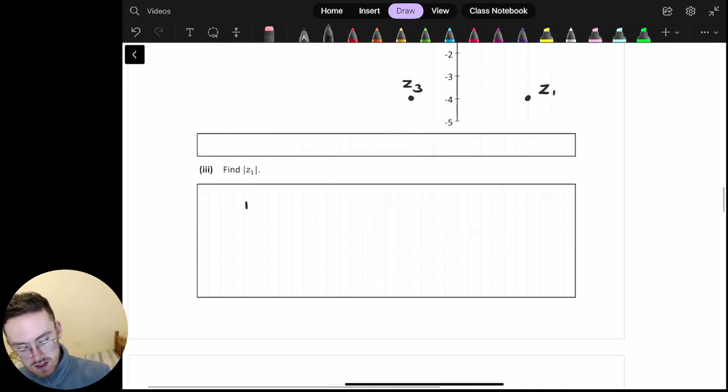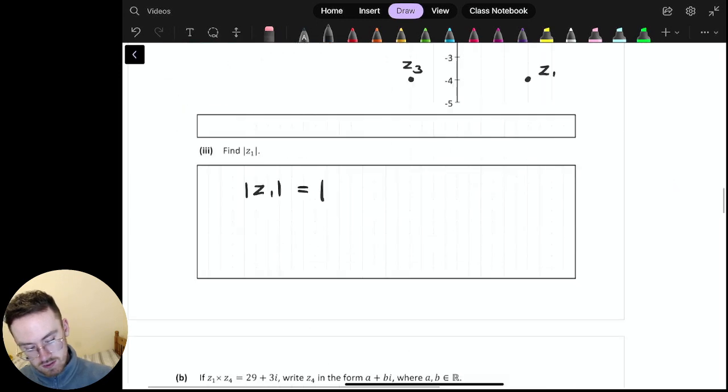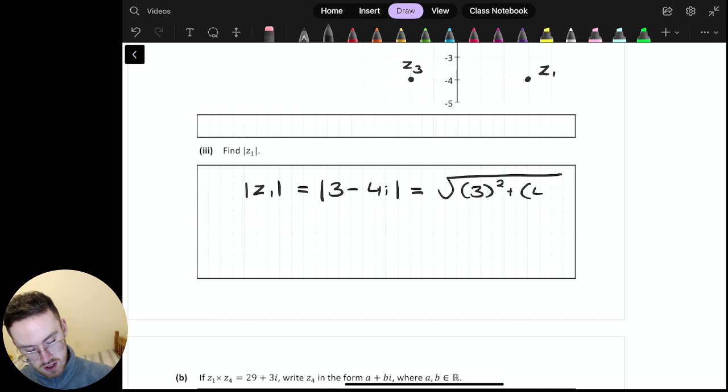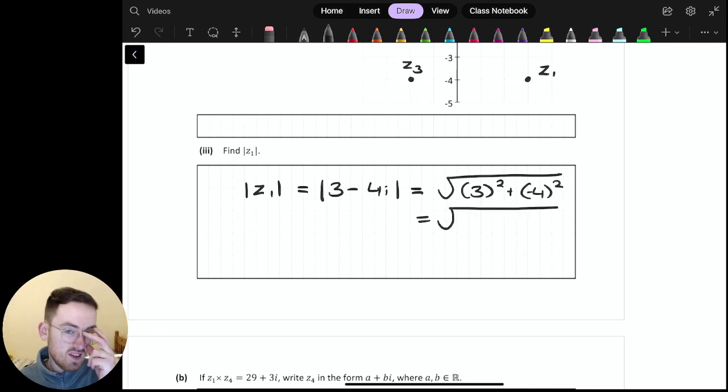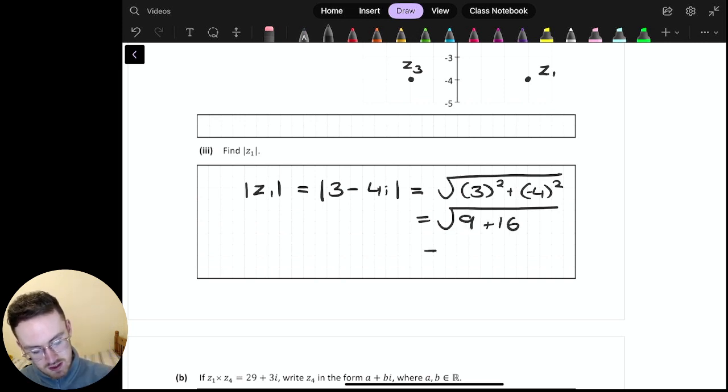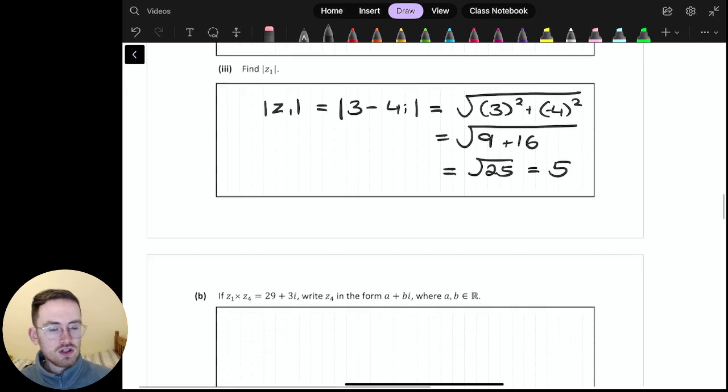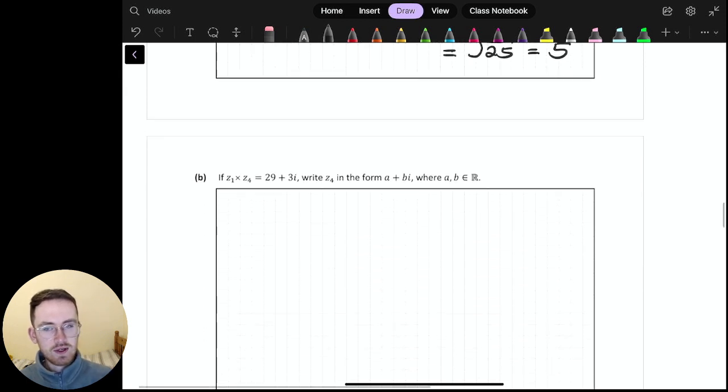Now again we're finding the modulus of z1. That's the modulus of 3 minus 4i. If you remember from the previous question, that means we do the square root of 3 squared plus minus 4 squared. Notice that we're just taking the number, we're not taking the i part, just the number part. That leaves us with 9 plus 16, square root of 25, which is then 5. Your modulus should give you a number. You shouldn't have any i parts because you don't include the i parts in your calculation.